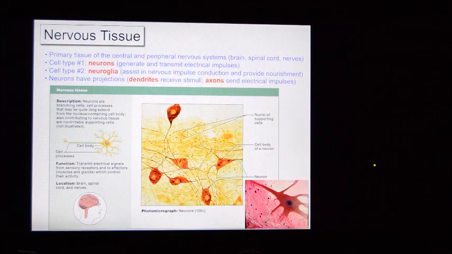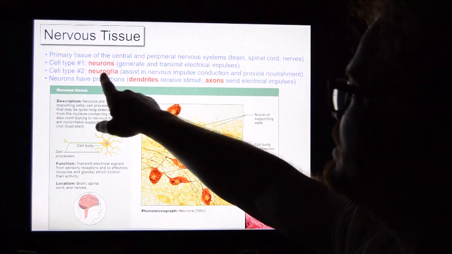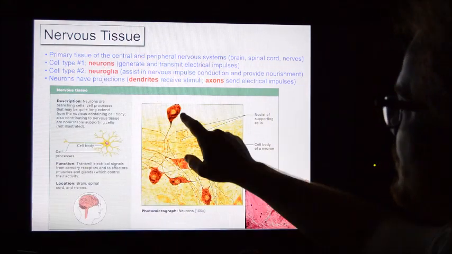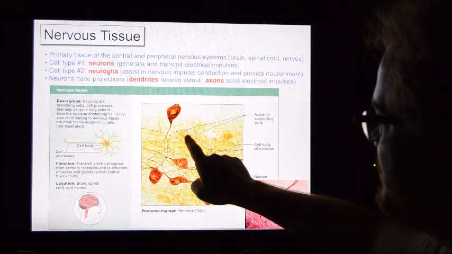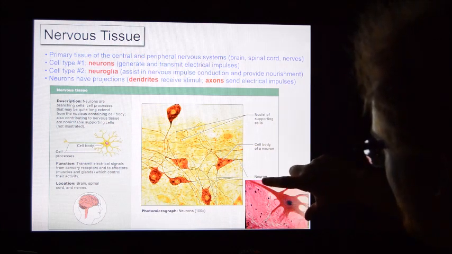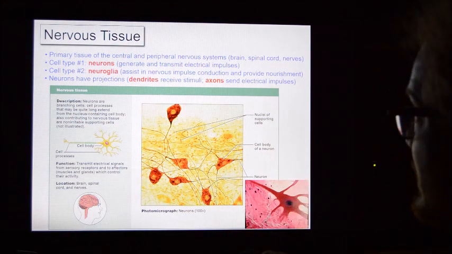Then there's nervous tissue. So what I want you to notice about nervous tissue is that there are two different types of cells. These are the neurons and the neuroglia. Neurons look like little kites on a string, and the neuroglia are the little dark spots in the background. A neuron is the kite on a string, and then the neuroglia are the little bitty spots in the background.